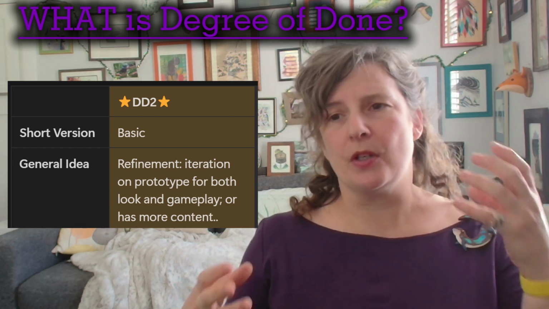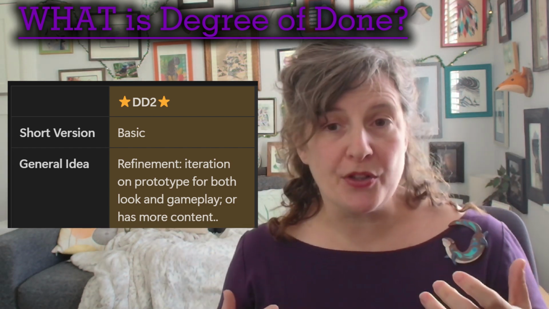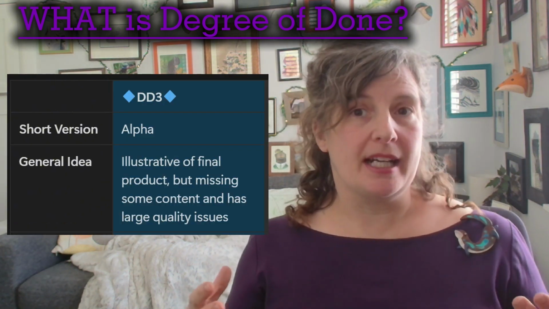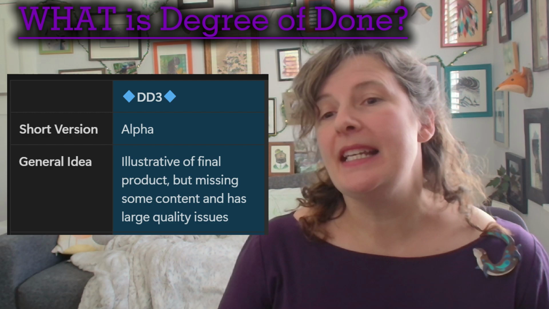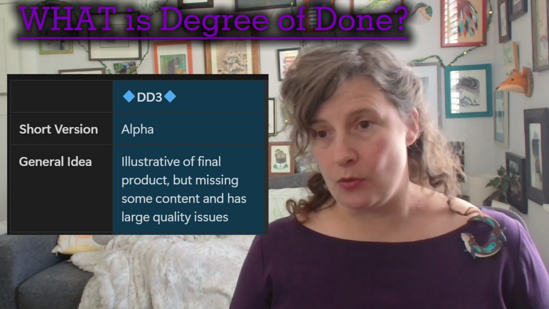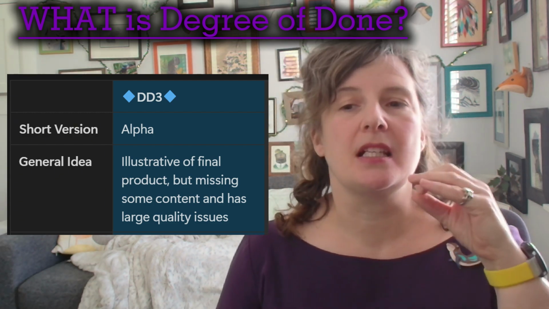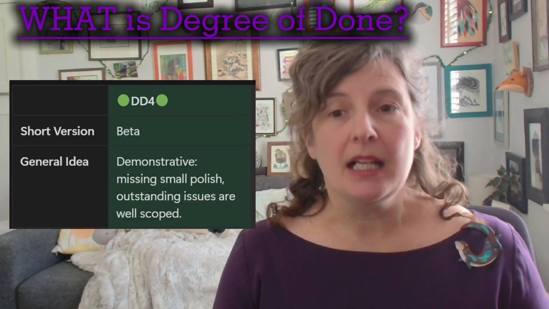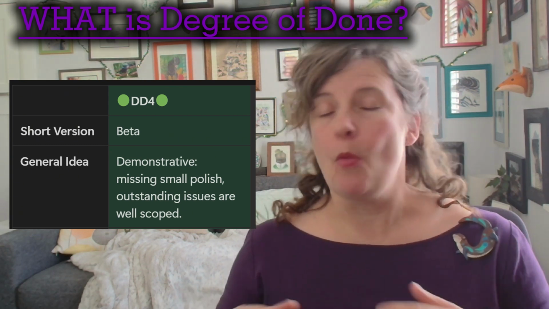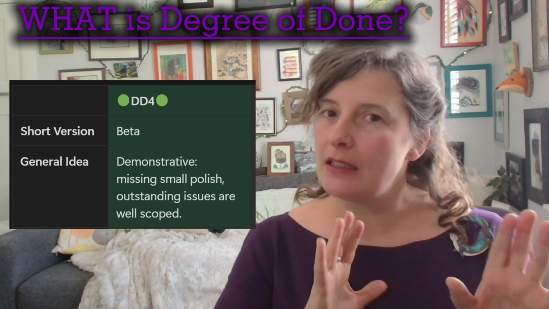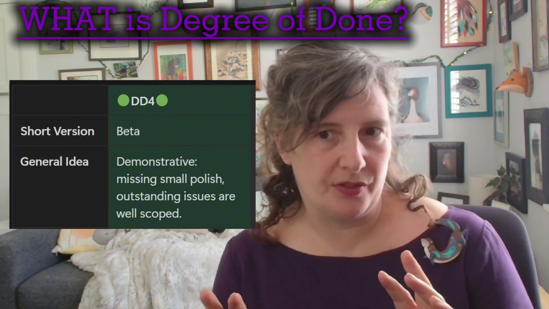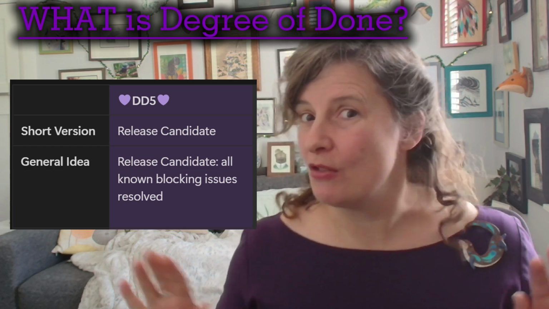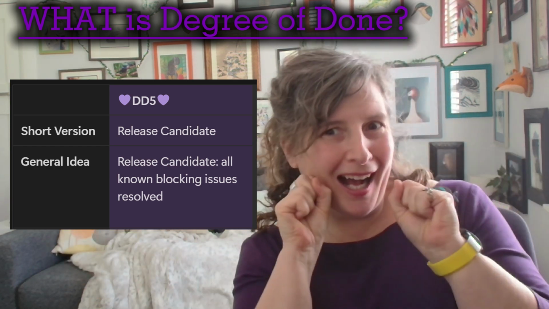At this point, you've got some sort of refinement from the prototype, and you're going to have a lot more content and features. DD3 is alpha, and it looks a lot like the final game and has all of the features, but you're still missing some content, and it's going to have tons of bugs. DD4 is beta. It's super close to the final game. All of your content is in, but there's still a bit more polish and some bug fixing. DD5 is shippable. That means there are no blocking bugs and you're ready to send it off to the public.